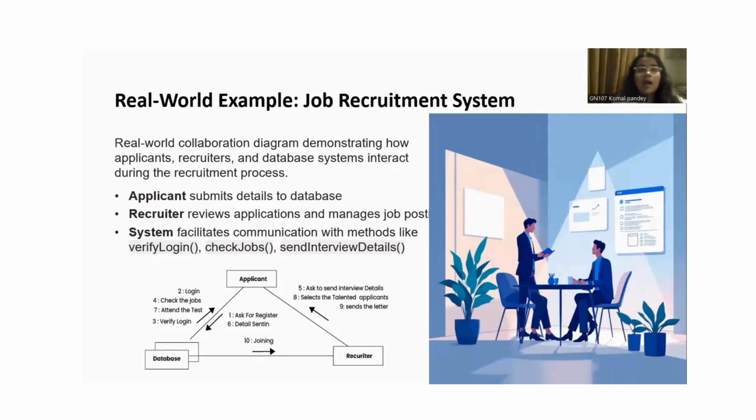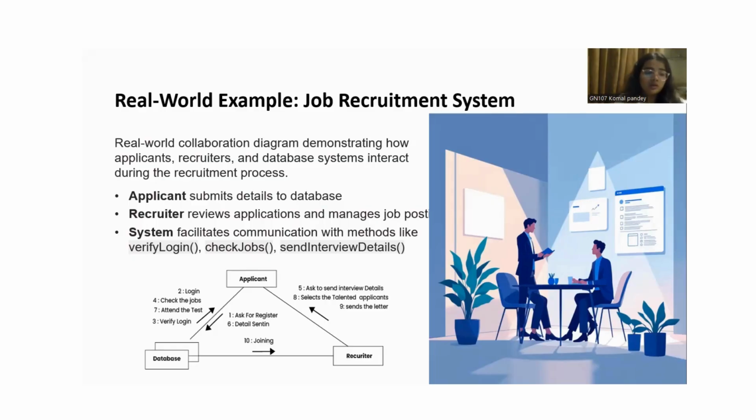Moving on, let me explain a real-world example. Here we are taking a job recruitment system example. Here we have three main objects, as you can see: applicant, recruiter, and the database. The applicant provides personal and professional details into the database, and secondly, attends tests and communicates with the recruiter.